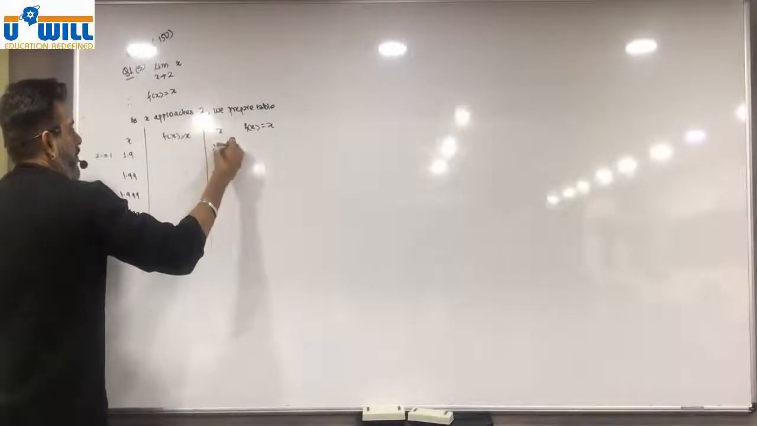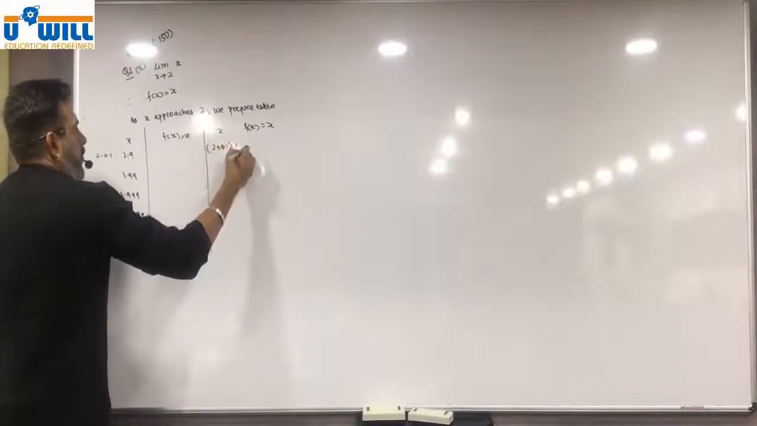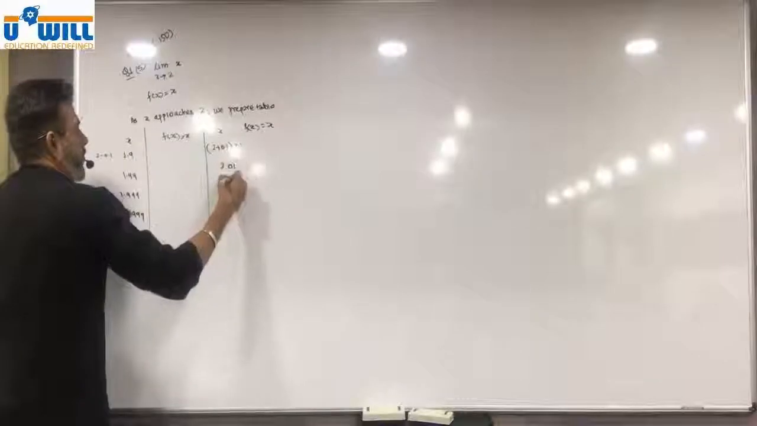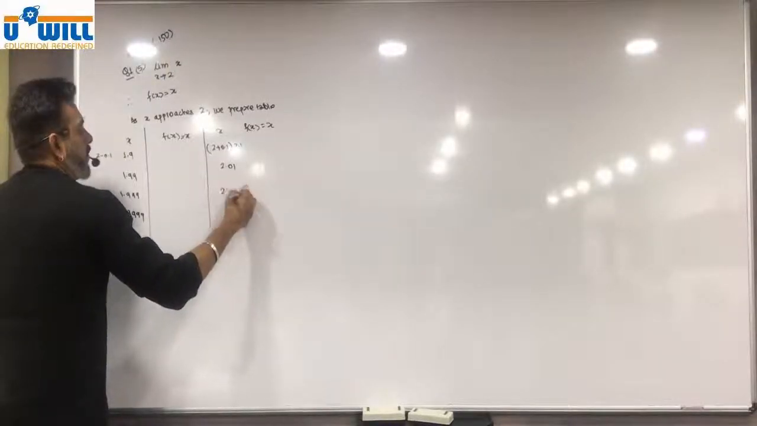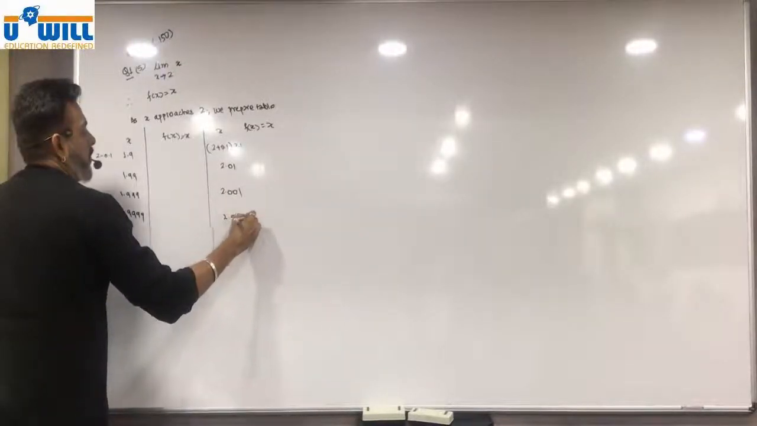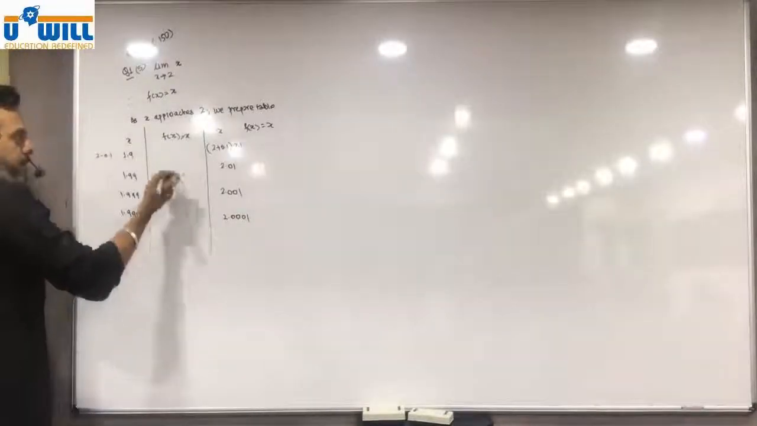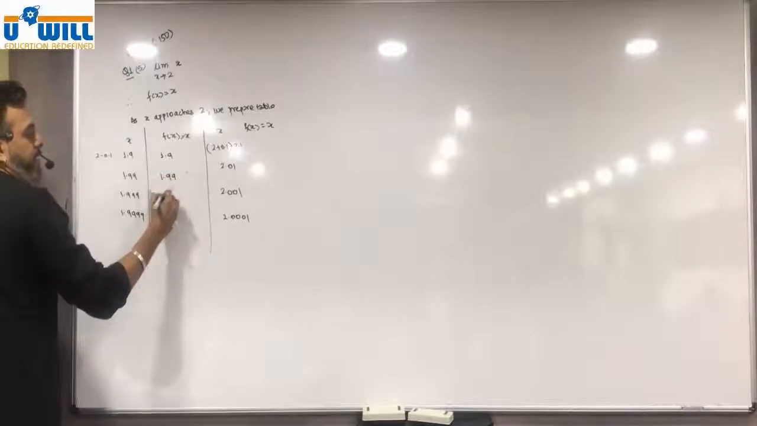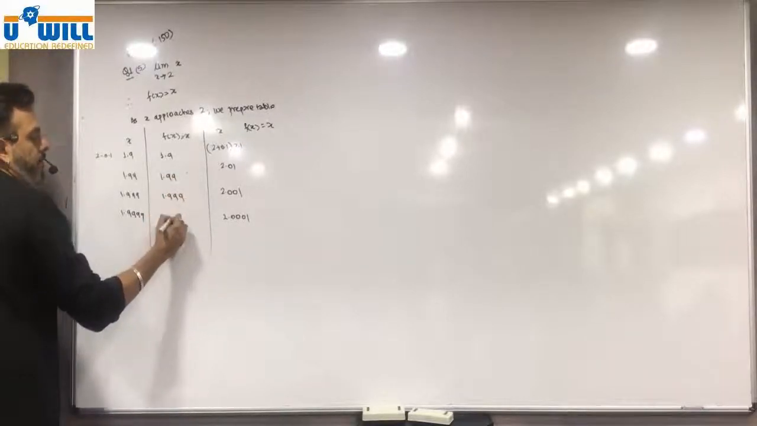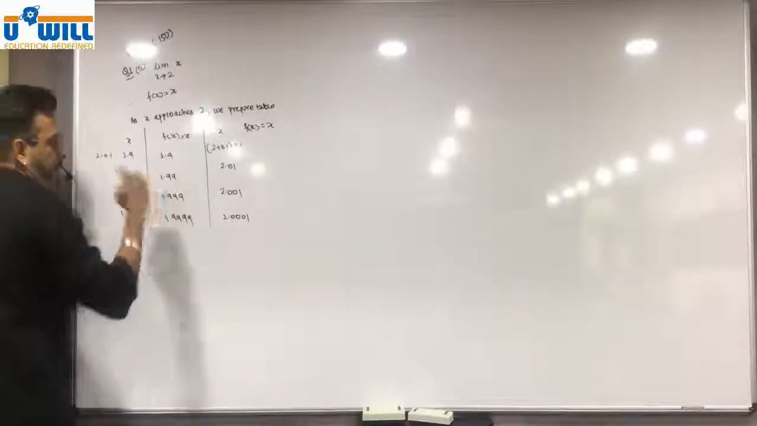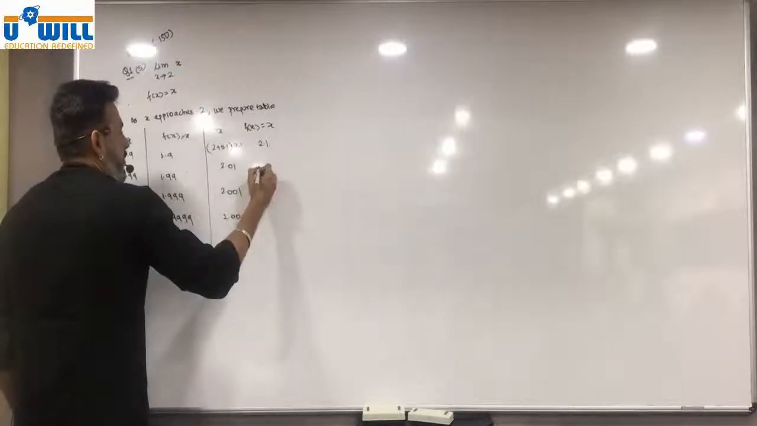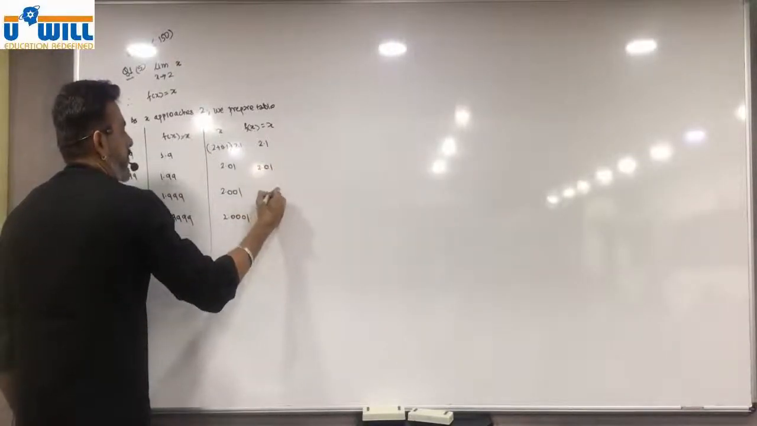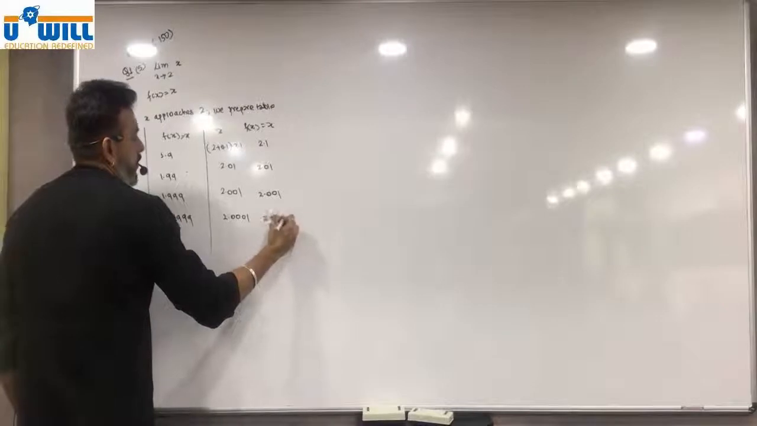2 plus 0.1, 2.1, 2.01, 2.001 and 2.0001. Can I say same? 1.9, 1.99, 1.999, 1.9999, 2.1, 2.01, 2.001, 2.0001.